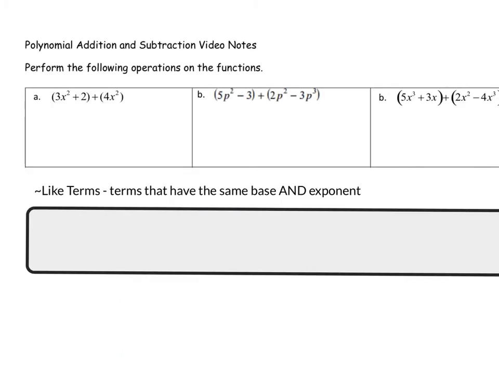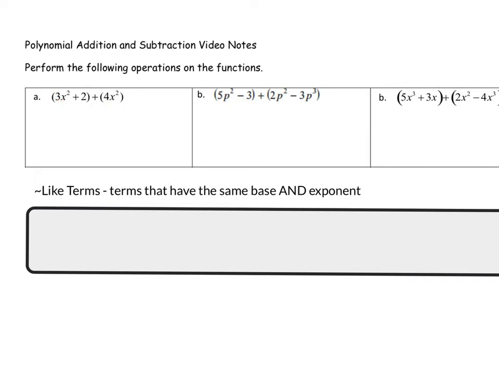Okay, so we have A, B, and C here, but before we begin that, there's a couple things that I want to go over. So just to reiterate what like terms are: terms that have the same base and the same exponent. So 3x squared and 4x squared are like terms because the variable is an x, so the base is the same, and the exponent is 2. They have the same degree. The coefficient is what we add or subtract, so we don't have to worry that the coefficient isn't the same.